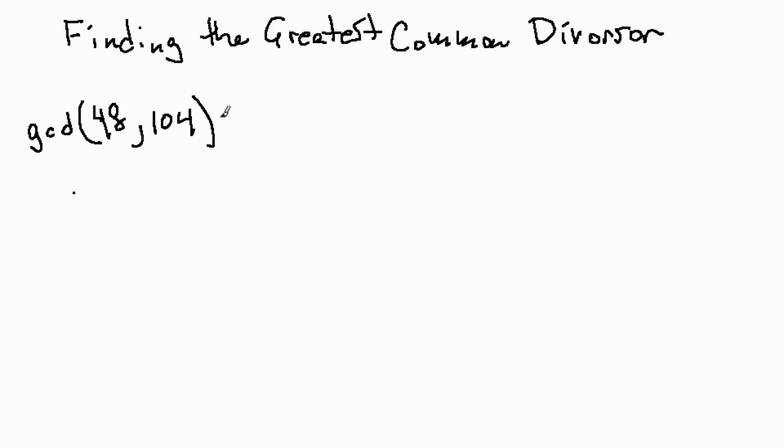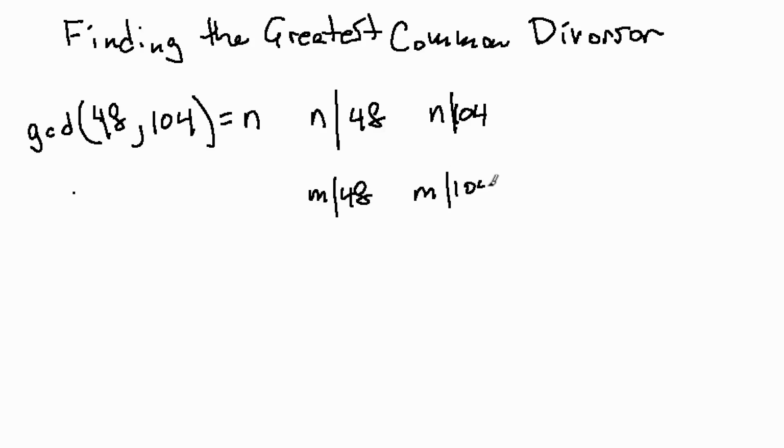Well, that's defined to be some integer n such that n divides 48 and n also divides 104. And if there's any other integer m that divides 48 and also divides 104, then m is less than or equal to n. In other words, n is the greatest number that divides both of these.